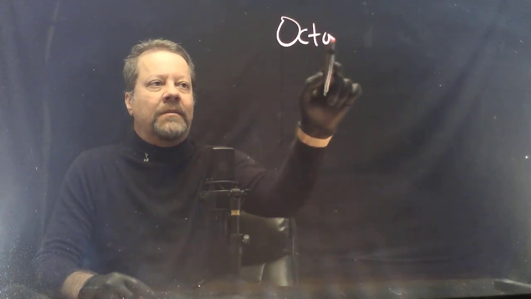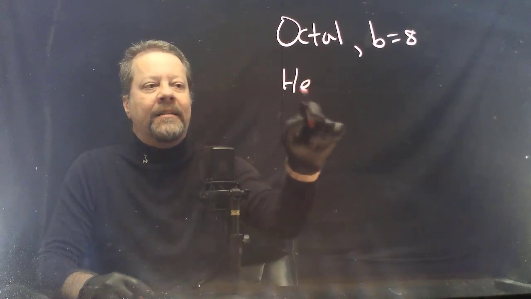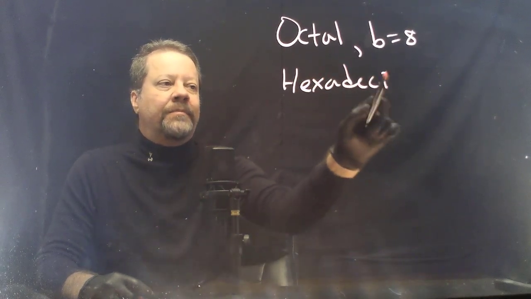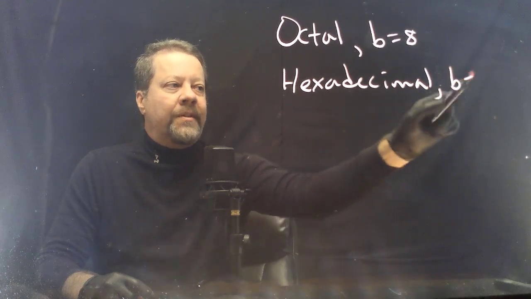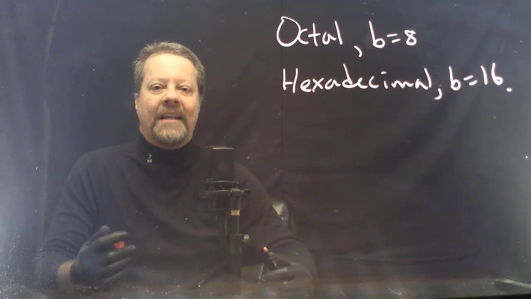There are two very important number representations, very important bases that are commonly used in computer science besides base 2. Of course, base 2 is used, but so is octal, which is base 8, and hexadecimal, which is base 16. So base 2, base 8, and base 16.